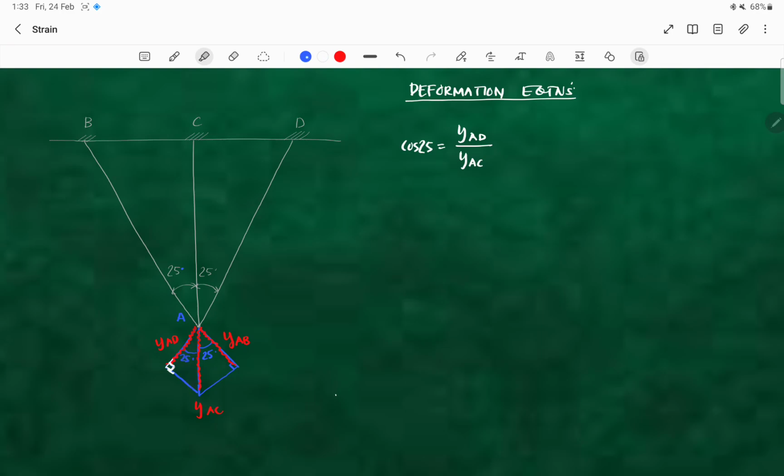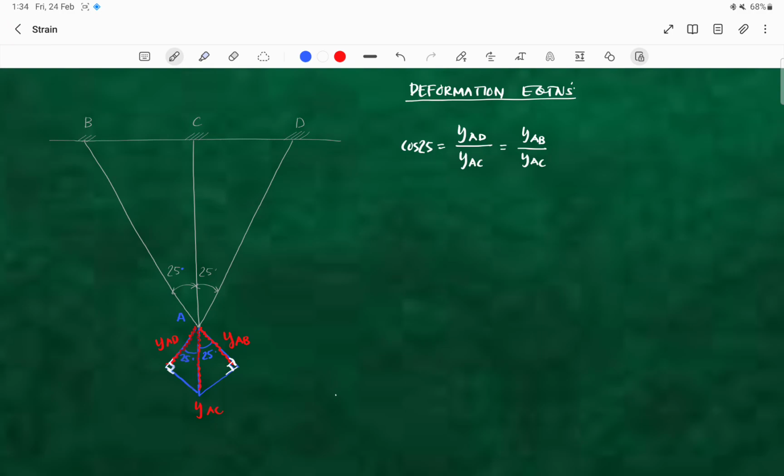Sabihin natin, ito yan apart. Kulayan natin. Ito. Okay? So, sa kabilang side naman, ganun pa rin, no? Yung cosine 25. So, this is 90 degrees. So, that is adjacent, deflection of bar AB over yung hypotenuse, which is itong deformation ng bar EC, no? Okay?